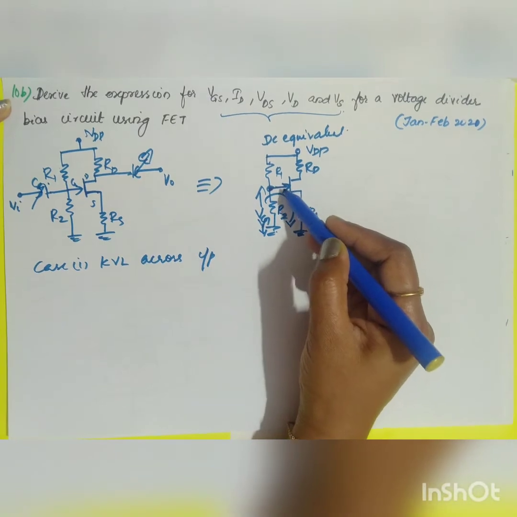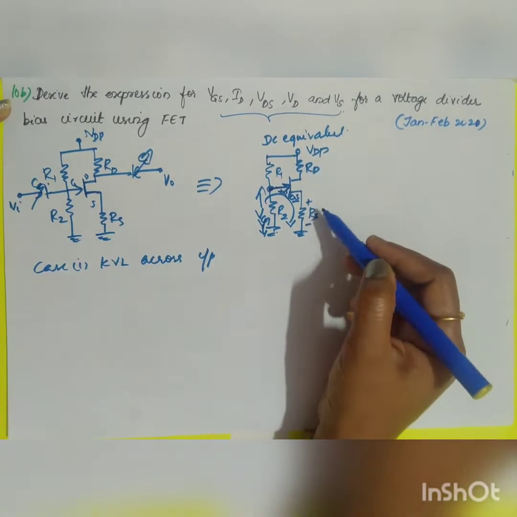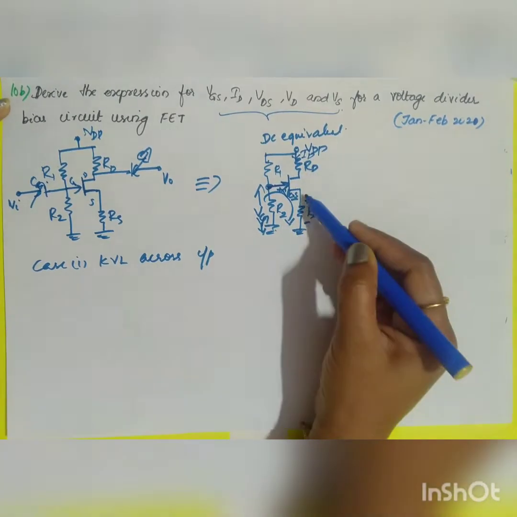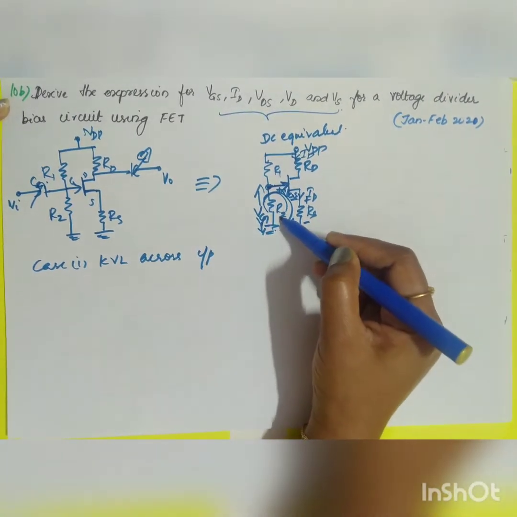Here you will be having the junction, plus to minus, VGS. This will be plus to minus, VRS. So what will be your current flowing? This will be your current ID flowing, and the same current ID flows here also. So this is going to be your input loop.